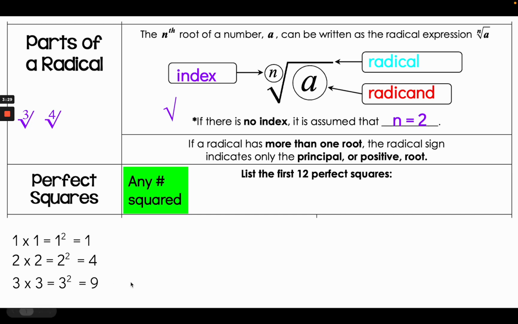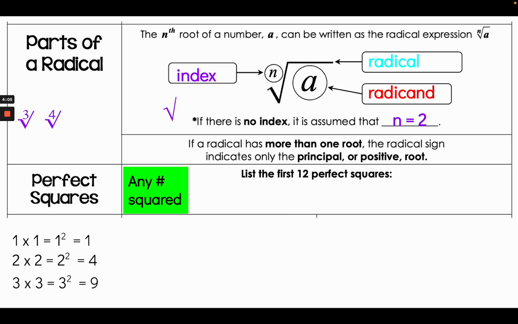Now, let's list the first, actually, I'm going to make you go up to 16. Okay, so let's list the first 16 perfect squares in this box. I started it off for you. 1 times 1 is 1. 2 times 2 is 4. 3 times 3 is 9. Continue this with you and your group. Go ahead and pause the video if you need.